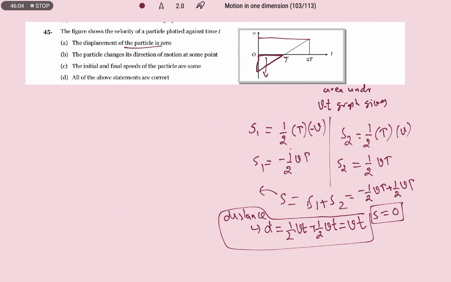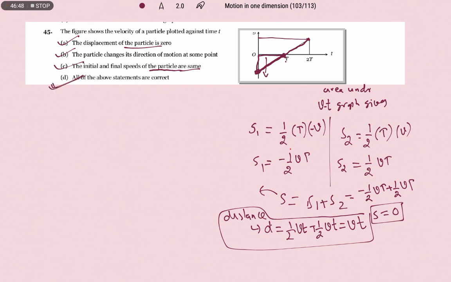Okay, right. The particle changes its direction of motion at some point. Yes, the direction of motion is changing. After time t, it changes its velocity and direction of motion. So A is correct and B is correct. In the same way, the initial and final speeds of the particle are the same, right? The magnitude of velocity at 0 seconds is also the same after 2t seconds. Therefore all the above statements are correct, so option D is our answer.